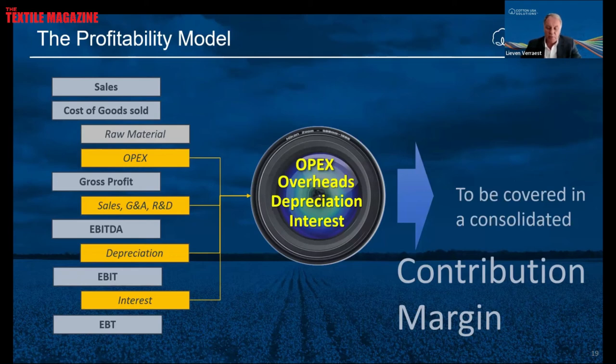The general principle of the model is to compare the individual target contribution margin per machine of any given mill to the actual contribution margin per machine. For the calculation of the target contribution margin, we consider all the cost factors that are highlighted in yellow, which are the operational costs, the cost for sales, the G&A, the R&D, the depreciation, and the interest.